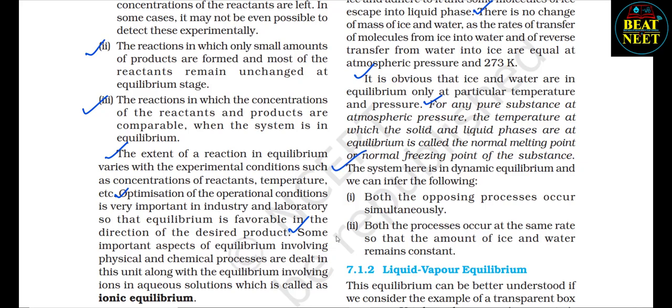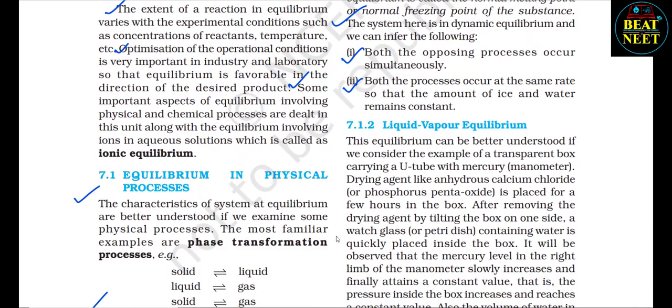The system here is in dynamic equilibrium, and we can infer the following. Number 1. Both the opposing processes occur simultaneously. Number 2. Both the processes occur at the same rate, so that the amount of ice and water remains constant.